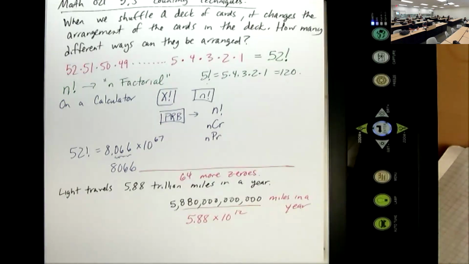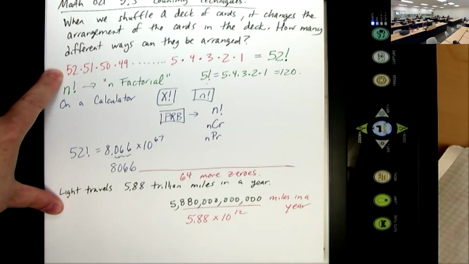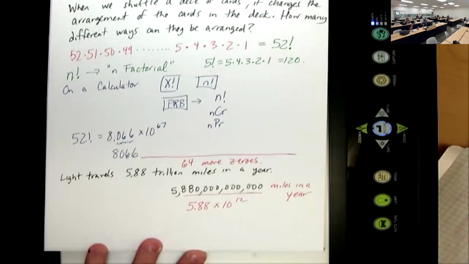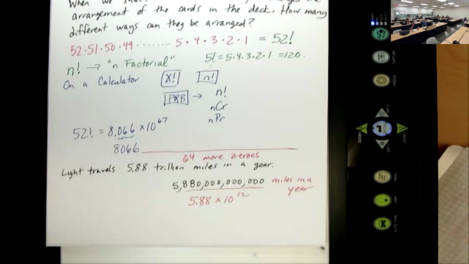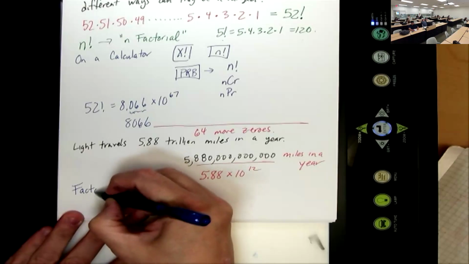Make sense? That's how we use the factorial button. This is what it's good for. It's good for counting different possible combinations. So the factorial key is great for counting different combinations.